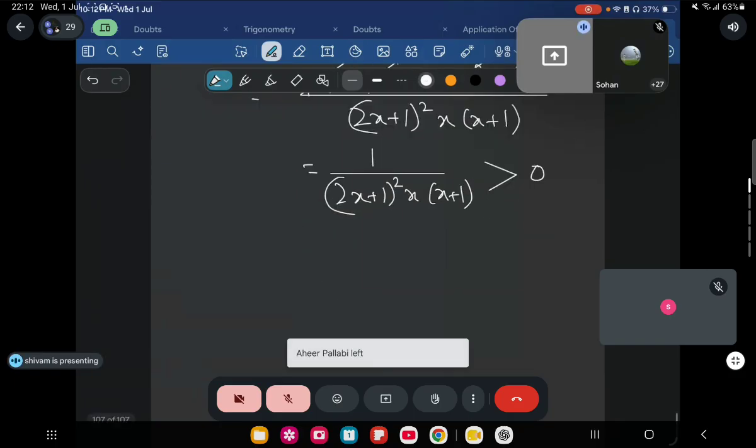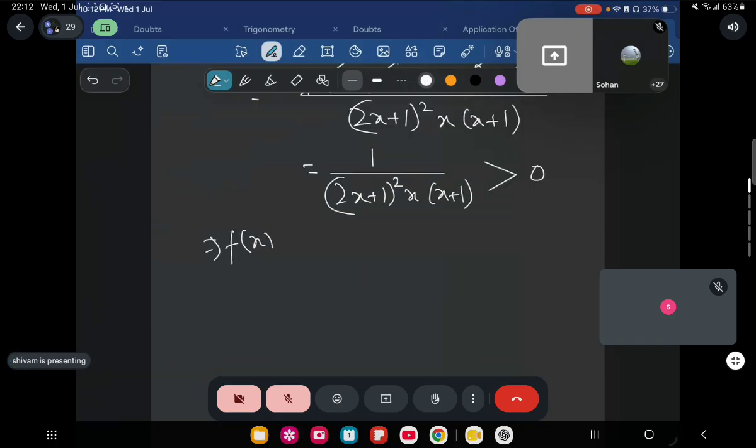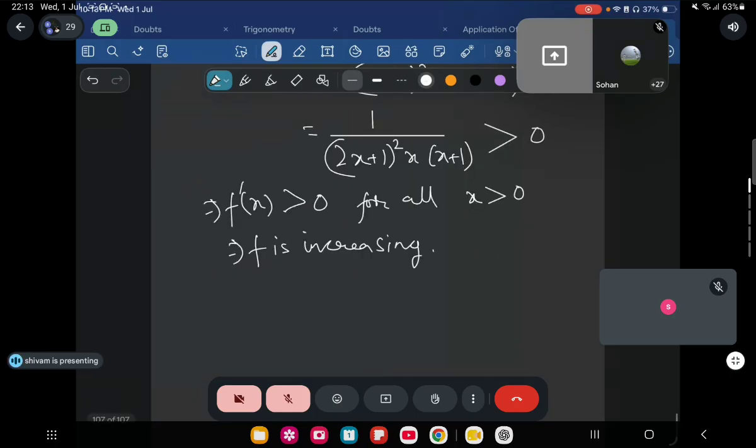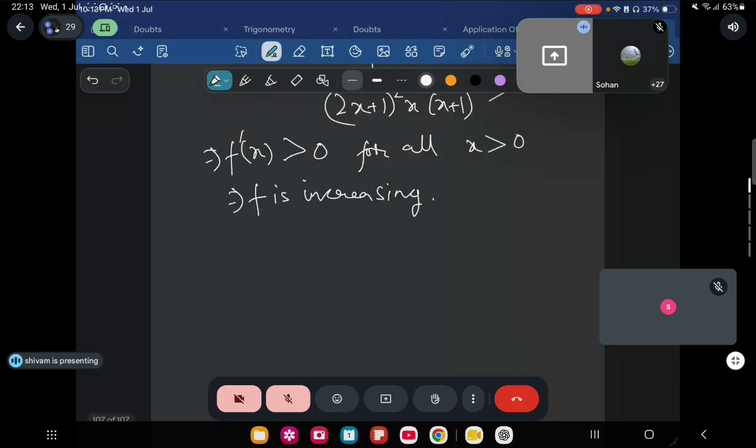See, f dash x is greater than 0 for all x greater than 0. So f of x is an increasing function. This implies f is increasing. Once you get that f is increasing, let us find out what is happening at infinity. Limit x tends to infinity.